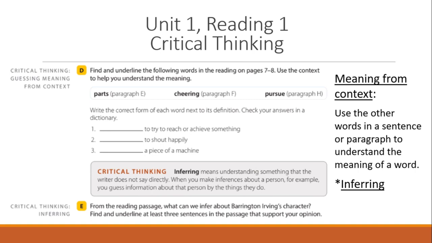So now in E, you're going to try to infer. From the reading passage, what can we infer about Barrington Irving's character? Find and underline at least 3 sentences in the passage that support your opinion. So you're going to go to the reading. You're going to find 3 different sentences that show what you believe about what you inferred. Okay, so go ahead and do that. What can you tell about Barrington Irving based on the things that he does from this reading?